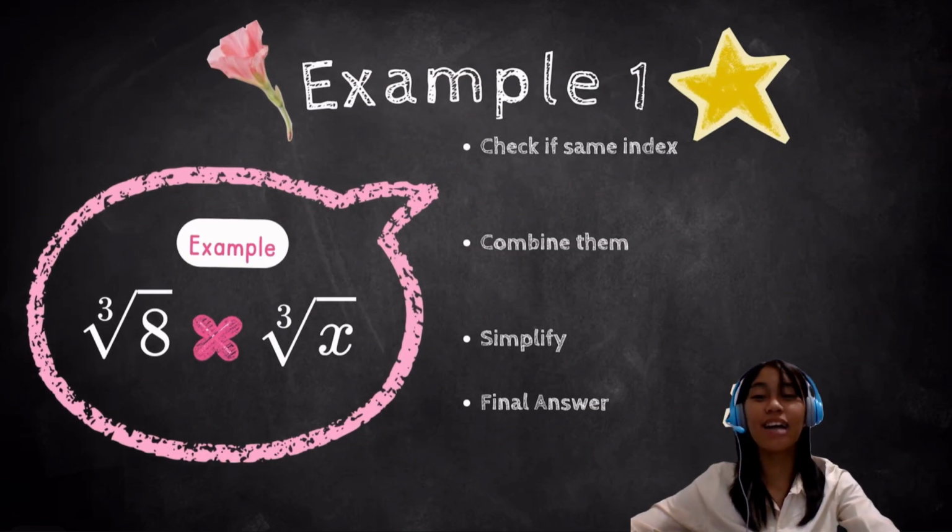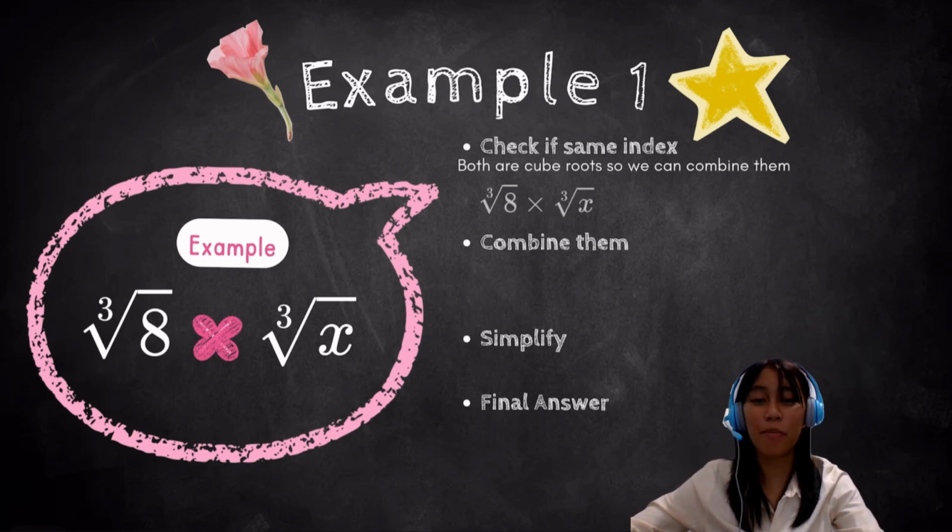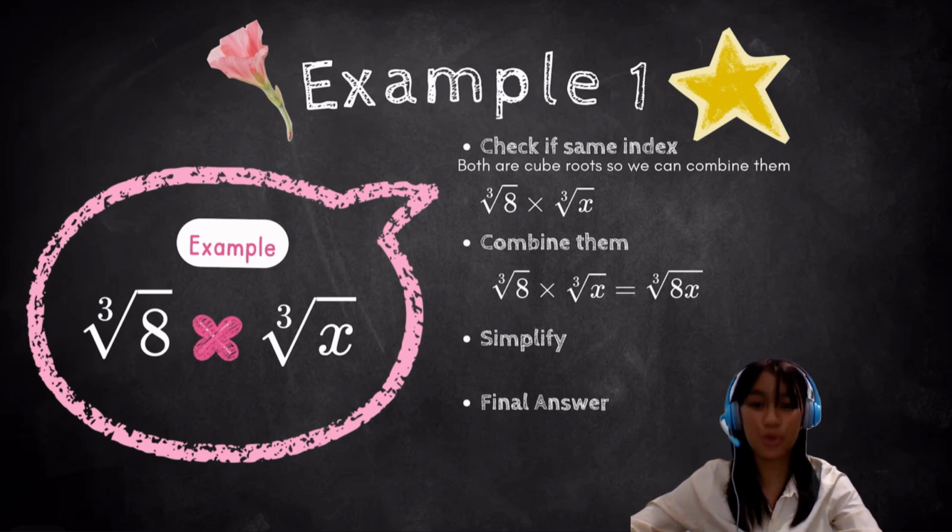Good day everyone! Today, we're going to solve cube root of 8 times cube root of x. First, we're going to evaluate the cube root of 8. What number multiplied by itself 3 times equals 8? It will be 2 times 2 times 2 equals 8. So the cube root of 8 equals 2.